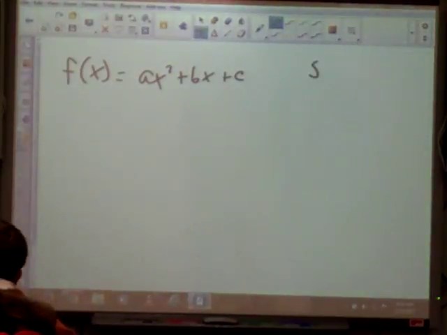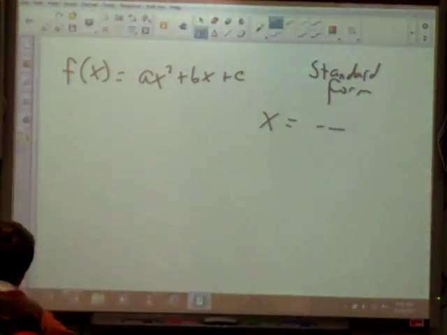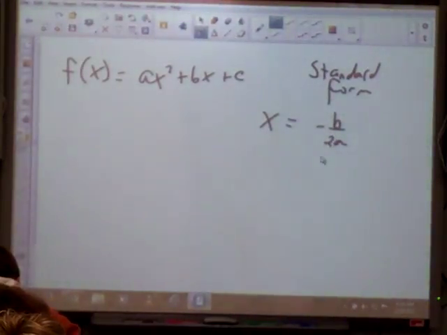Do I need to write that? Standard form. When you're in standard form, to start finding the vertex, the x-coordinate of your vertex is going to be the opposite of b over 2a. Okay, so that'll be the x-coordinate of your vertex.